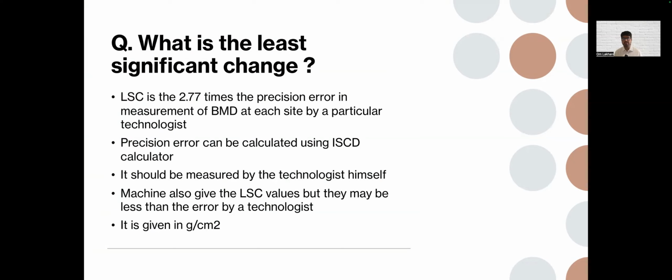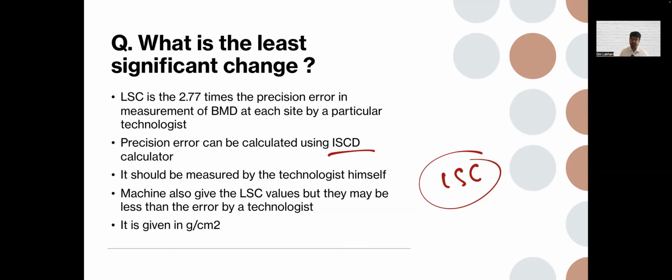So you need to see what is known as least significant change, LSC, right? And least significant change is calculated as 2.77 multiplied by the precision error for BMD by a particular technologist or a particular technician, right? So for precision error, there is an ISCD calculator. The Indian Society of Clinical Densitometry has a calculator for calculating precision error. I'll discuss this in a minute.